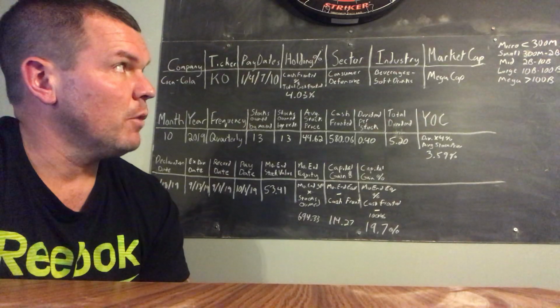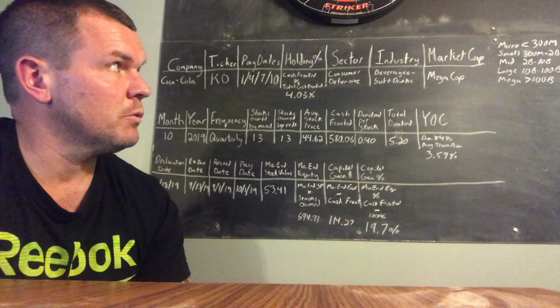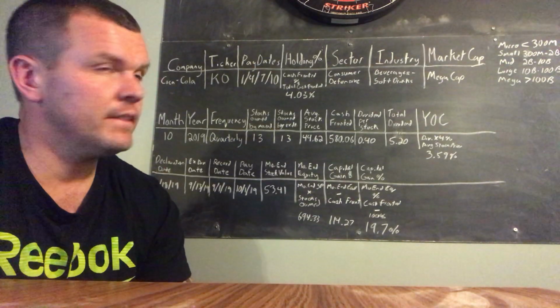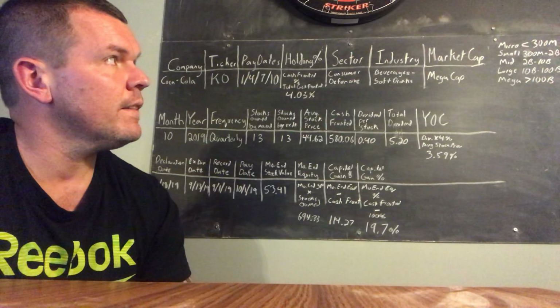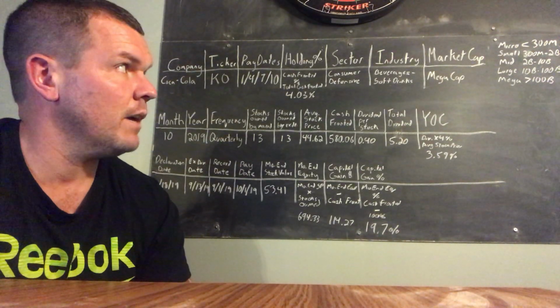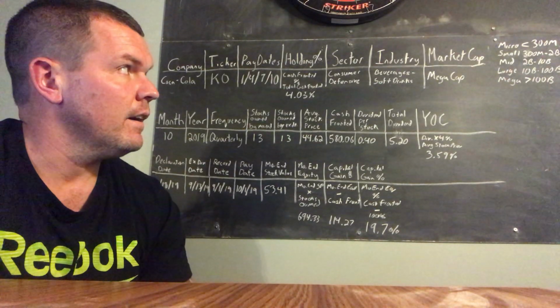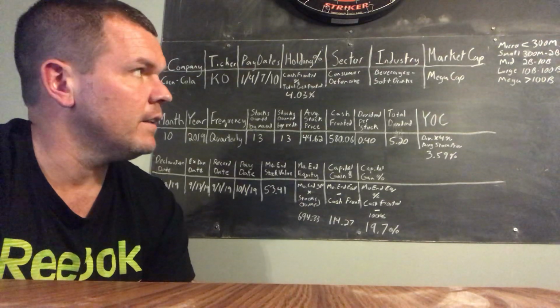So if the market cap is less than 300 million, that's a micro cap. If it's between 300 million and 2 billion, that's small cap. If it's between 2 billion and 10 billion, that's mid cap. If it's between 10 billion and 100 billion, that's a large cap stock. And in Coca-Cola's case, if it's greater than 100 billion, it's a mega cap.